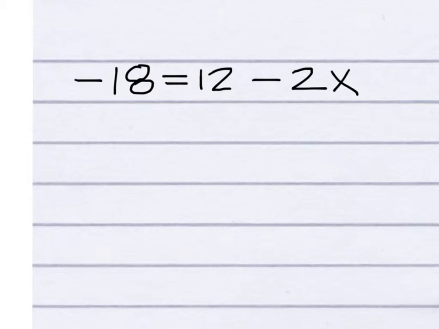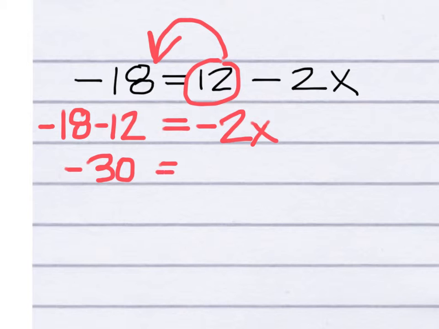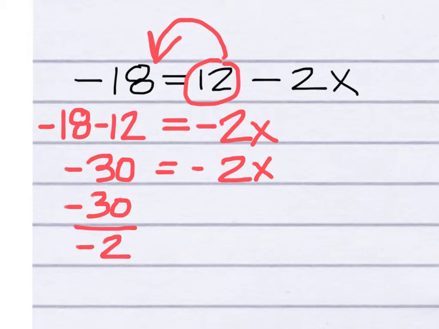The x term is on the right, but that's okay. We can leave it there. Minus 2x on the right. Move this 12 over to this side. Make it minus 12. Negative 18 minus 12 is negative 30. Divide negative 30 by negative 2 to come up with a positive 15.